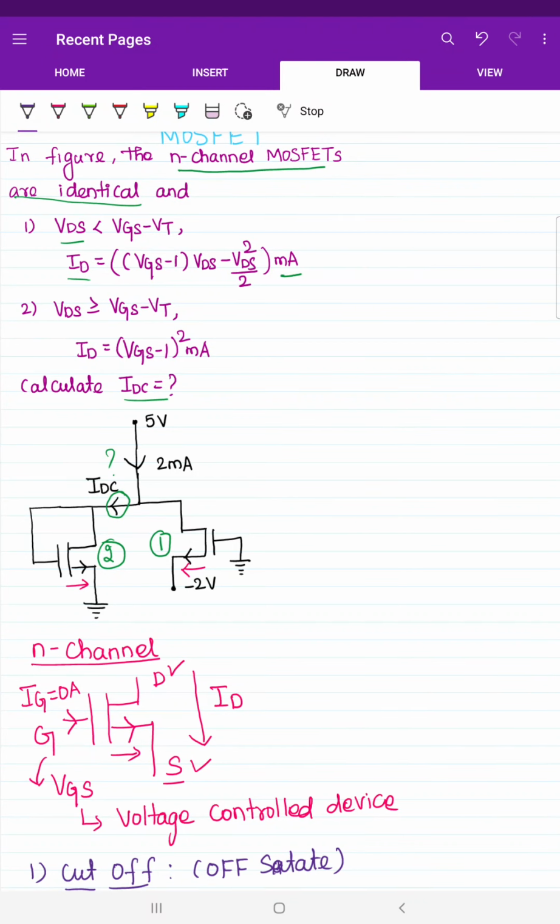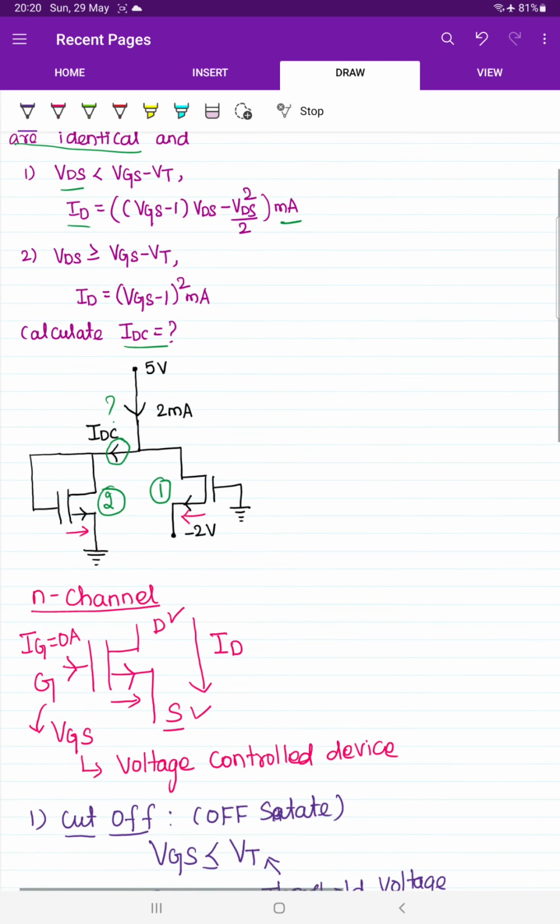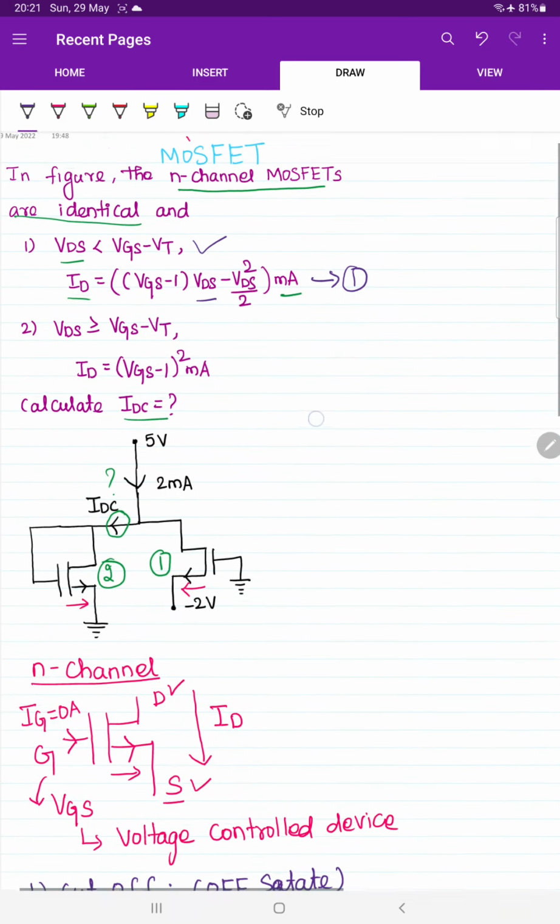So in the last lecture, we understood the basics that are required to solve this question, that is N-channel MOSFET. Now if you observe the question, here what they have given: VDS is less than VGS minus VT, and the second thing they have given is ID equal to (VGS minus 1) into VDS minus VDS square by 2 milliampere. If you compare this equation with the standard equation, see what is the condition?